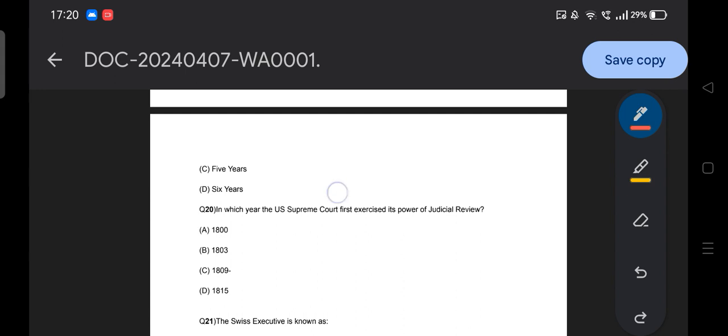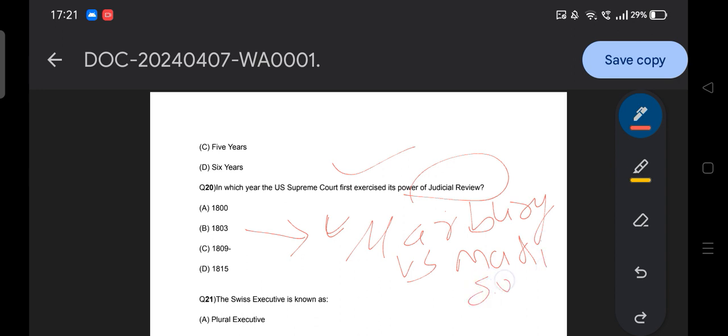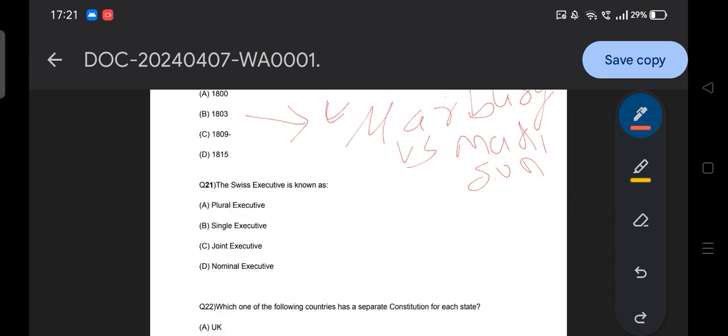Then, in which year did the USA Supreme Court first exercise its power of judicial review? It is 1803. We all know judicial review was first exercised in the USA in the Marbury versus Madison case. My spelling is not good, try to manage it. Marbury versus Madison case. Moving to the next, the Swiss executive is known as what? It's a plural executive, the 7-member body, as I already said. So you have to prepare in that way.